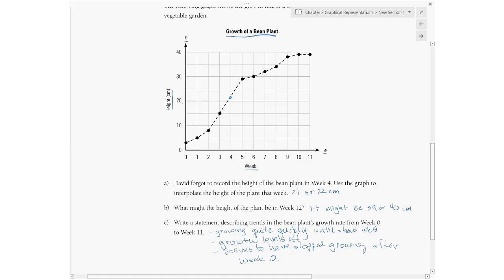So 1, 2, 3, 4, 5 pieces of labeling. Also, well, 6, I guess, or you could say 5, because we've got our numbers here, 0, 10, 20, 30, 40. We've got our numbers there. And there's our graph.